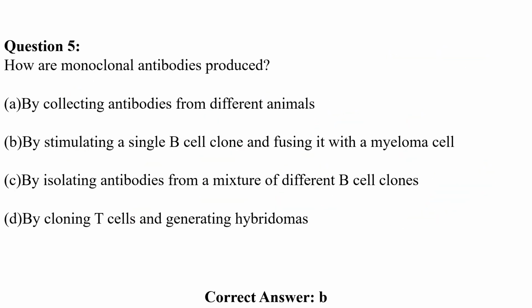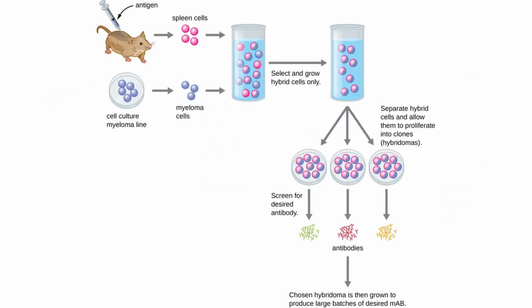Now we have in the question, how are the monoclonal ones produced? So you have answered by stimulating a single B cell clone and fusing it with myeloma cells. That is a process also known as hybridoma technology. What we do is inject the mouse with the antigen and take the blood, and then we take the spleen cells out of this mouse, and we fuse these spleen cells with the myeloma cells.